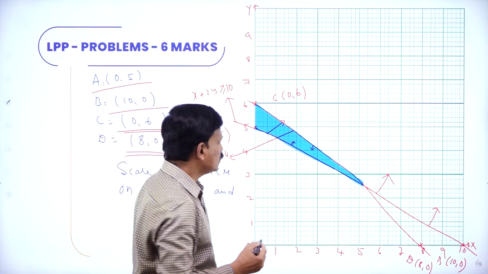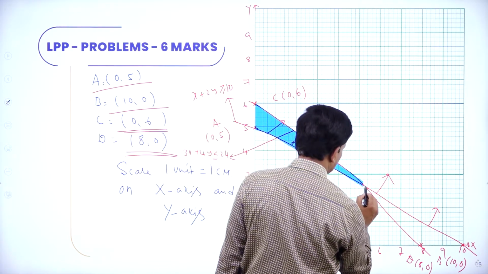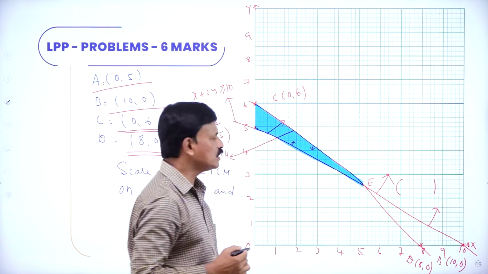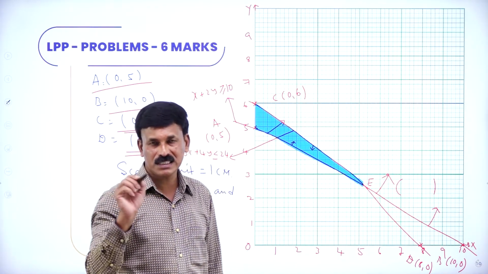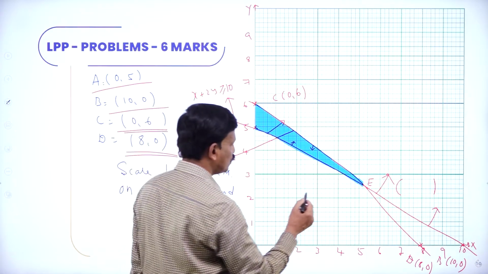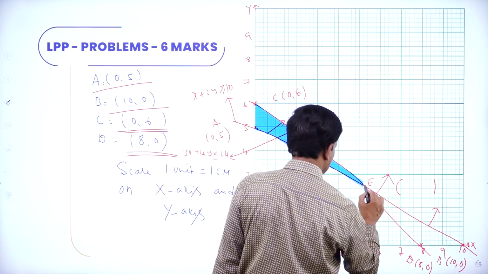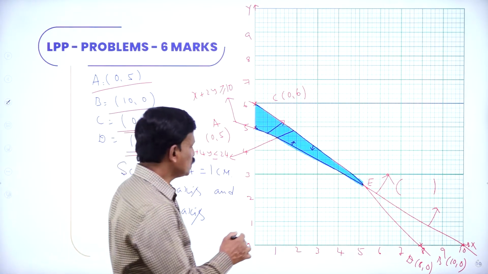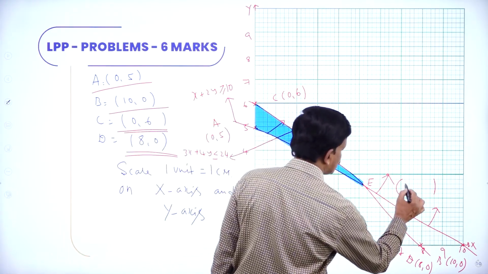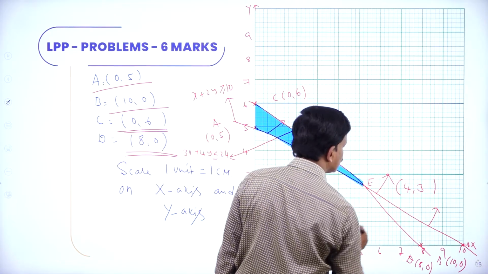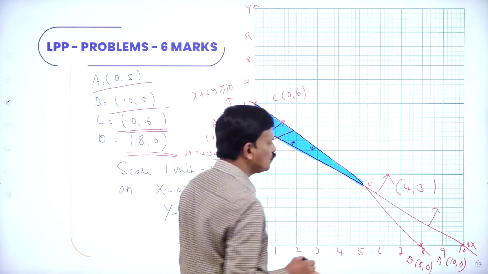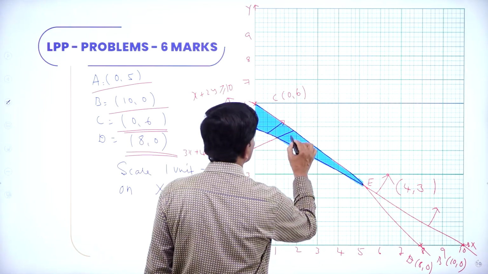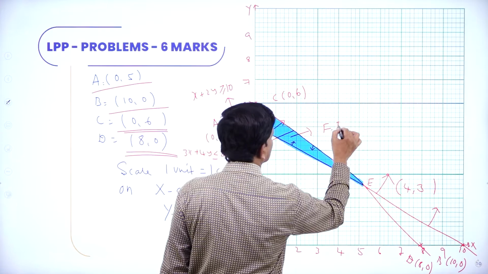So this is the point where it will cut. This is the point E. Now find what is E here. If you represent this exactly in a graph sheet, it will definitely cut the x-axis at 4 and y-axis at 3. So the point E is equal to 4 comma 3. Okay, this is the feasible region.